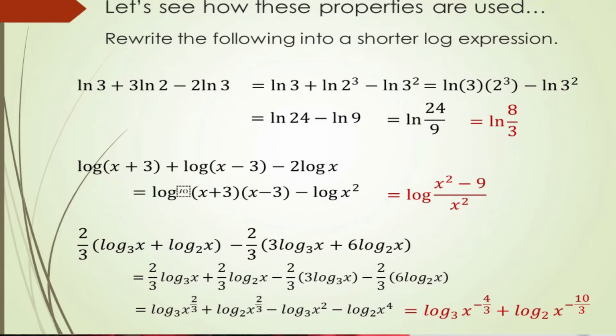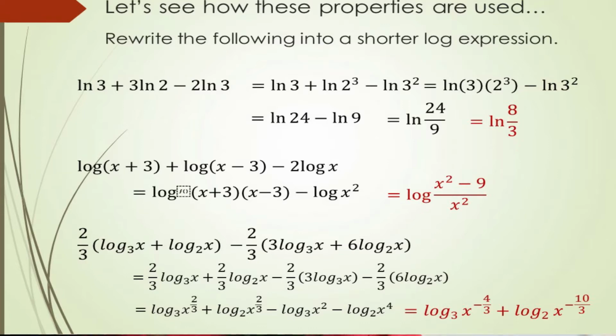Miss, where do you get 24? In getting the 24, 2 raised to 3 is 8, multiplied by 3, that's 24. So you do have ln of 24 minus ln of 9. So simplify lang. So that will become now ln of 24 over 9.